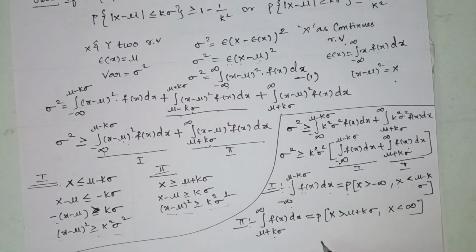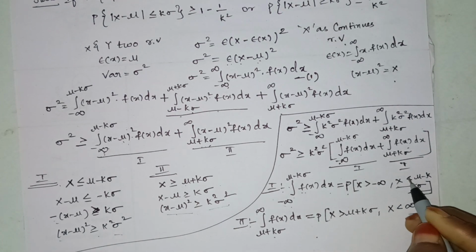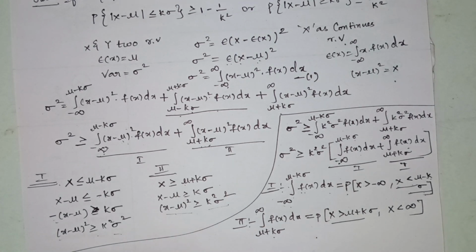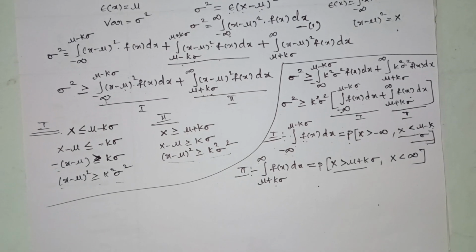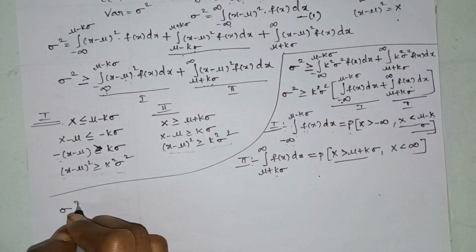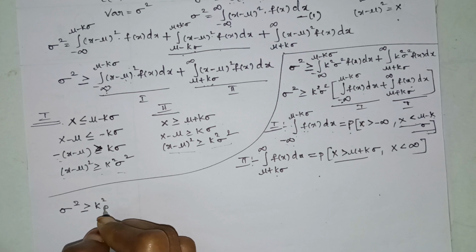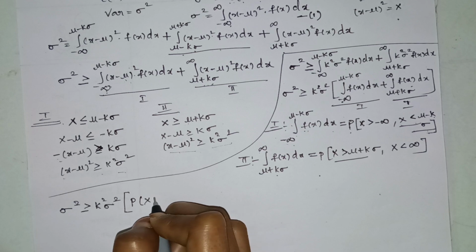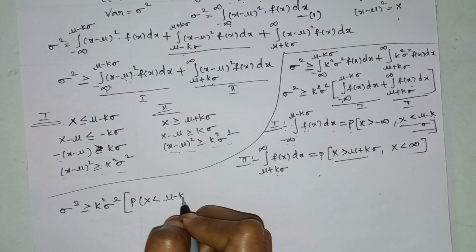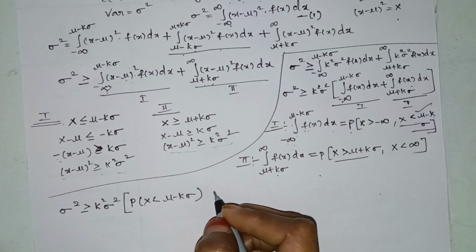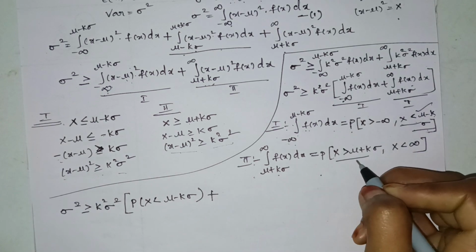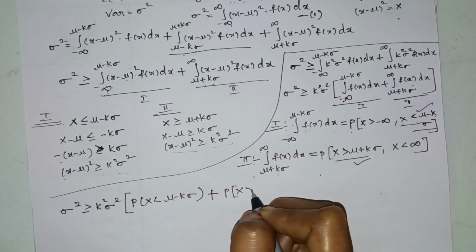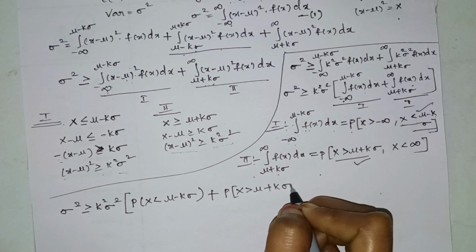So going into these two parts, I am considering this: x is less than mu minus k sigma, and x is greater than mu plus k sigma. And we can write it as sigma square is greater than or equal to k square sigma square times the probability of x less than mu minus k sigma, this part, plus the second integral, I can take this one, the probability of x greater than mu plus k sigma.